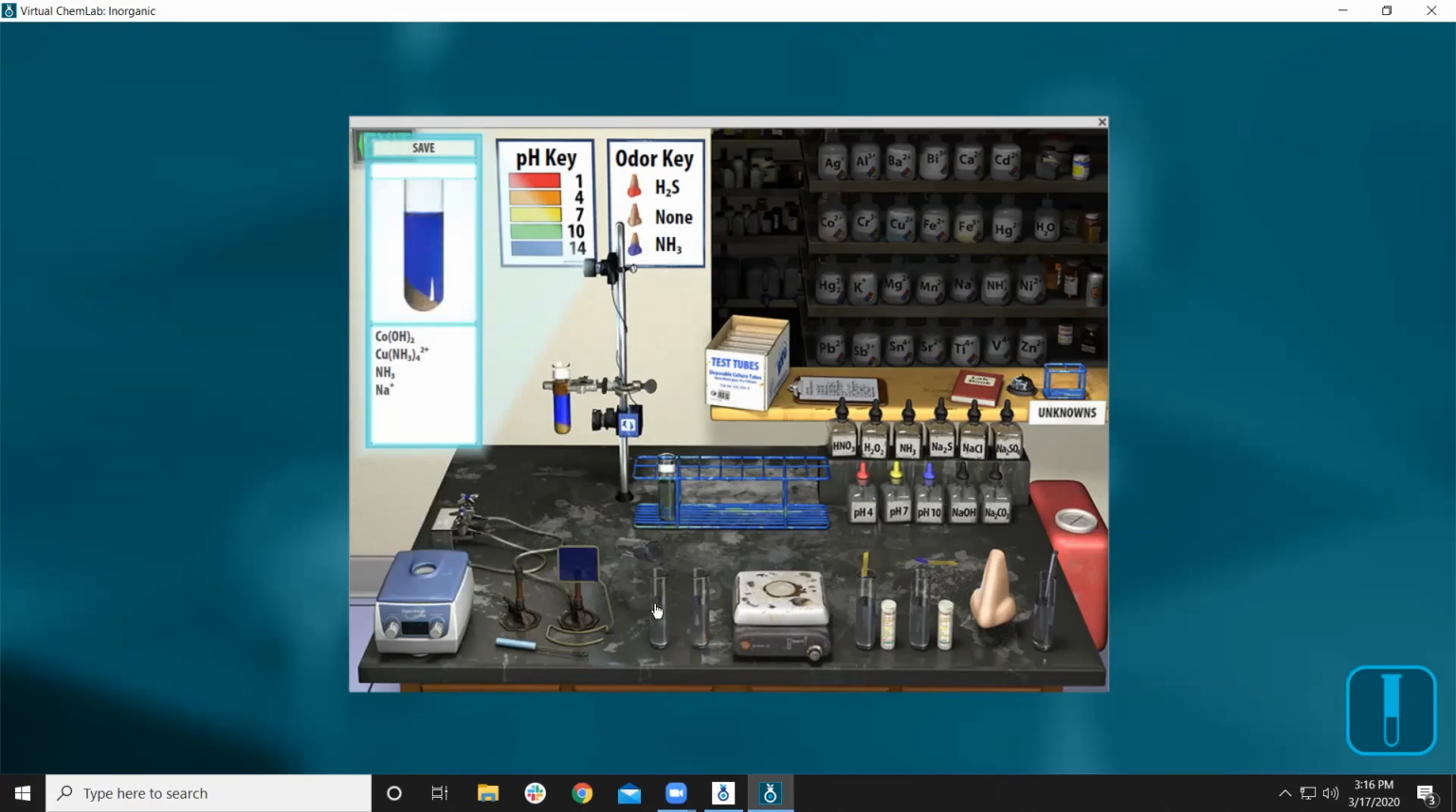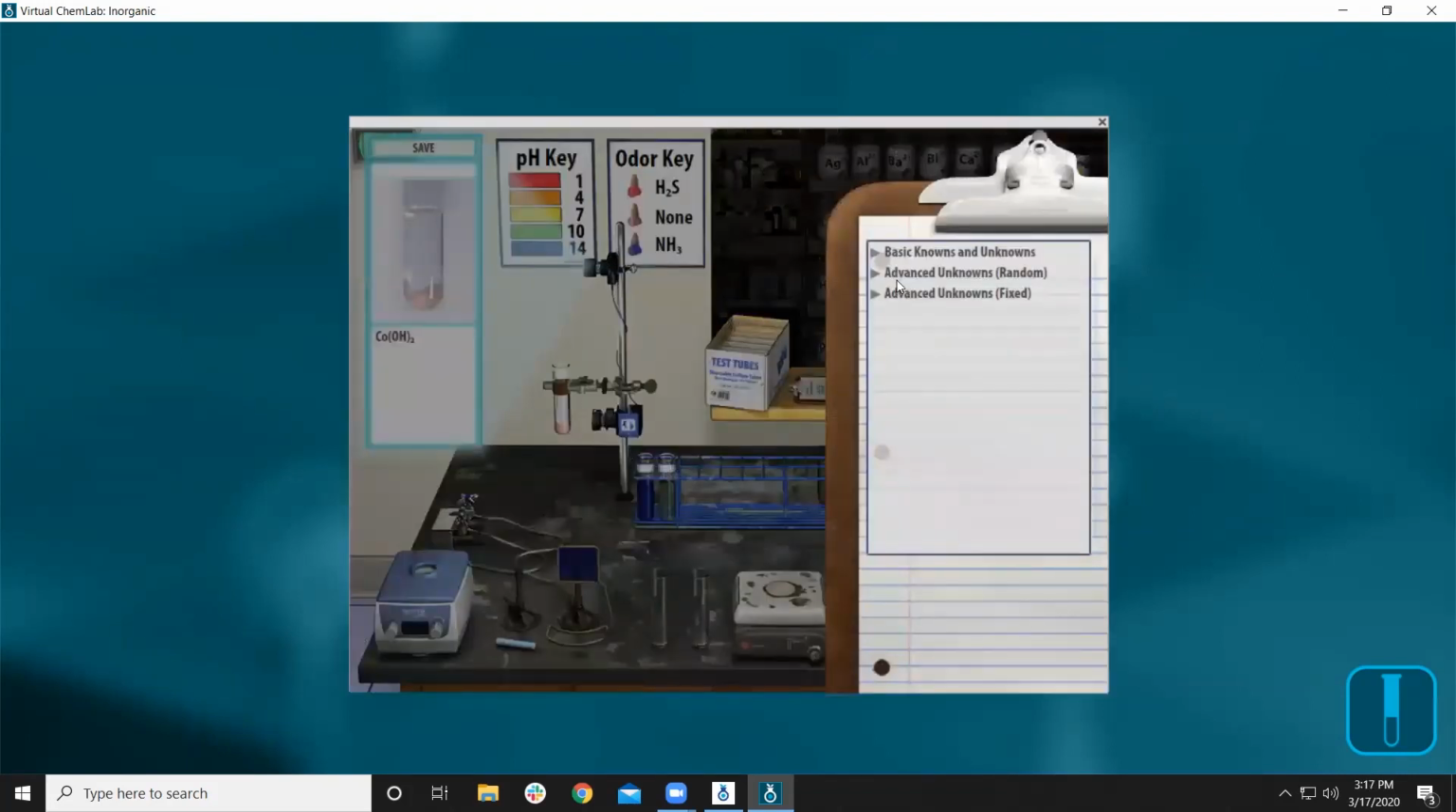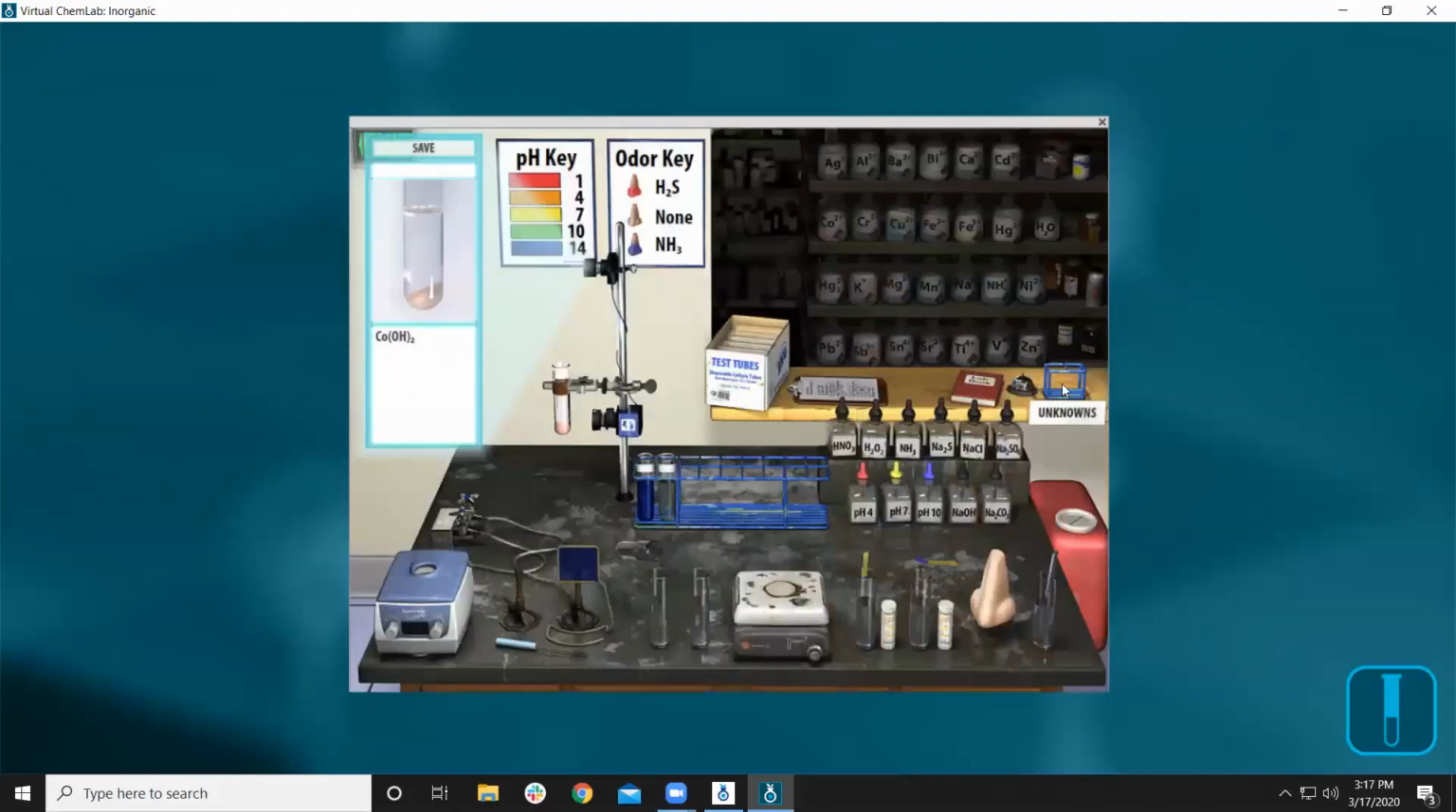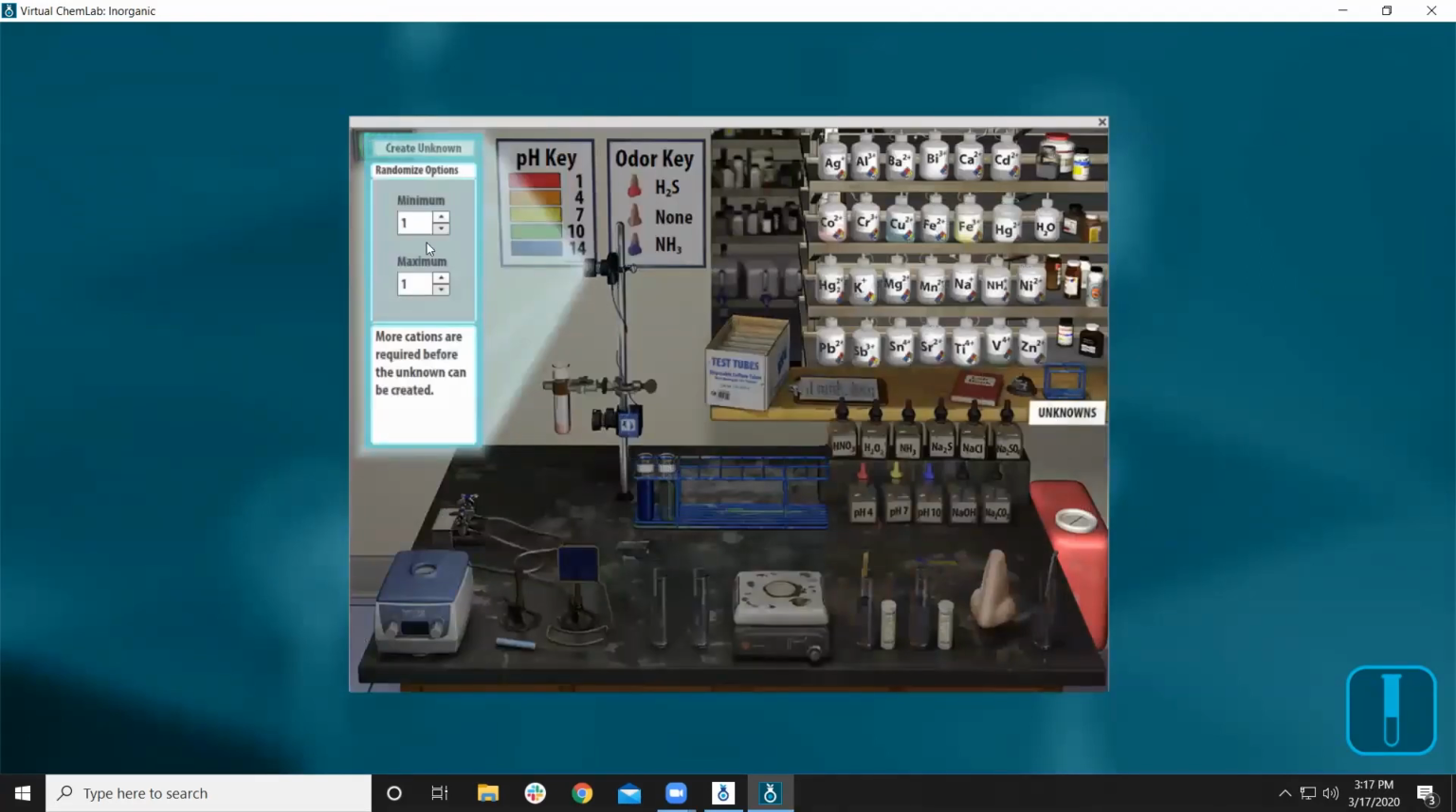So I centrifuge it, decant. Now I've done a separation. You can do unknowns, okay? So you can come to the clipboard here and pick different kinds of unknowns for you to grade that get reported to the lab book. You can also create these practice unknowns.